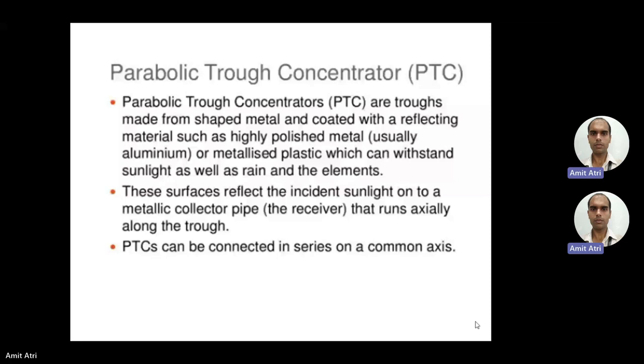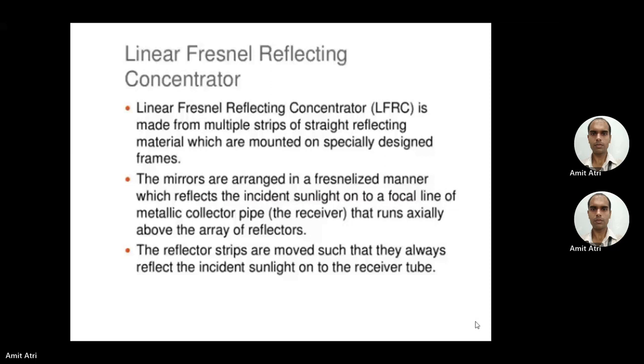So these mirrors are arranged in a Fresnelized manner which reflect the incident lights onto a focal line of metallic collector pipe that runs above the array of reflectors. So the reflector strips are moved such that they always reflect the incident sunlight onto the receiver tube. Okay, now coming to the diagram here, on the lower level, on the ground level, we can see so many strips are there.